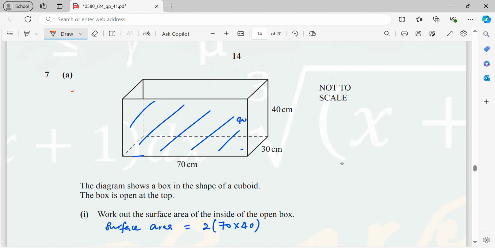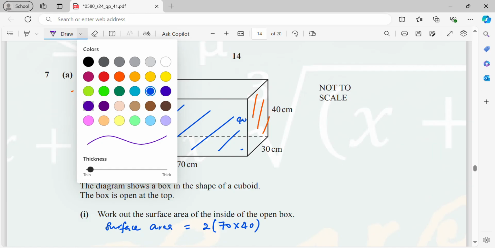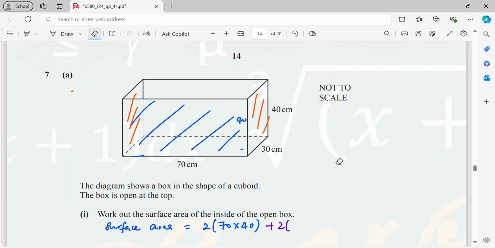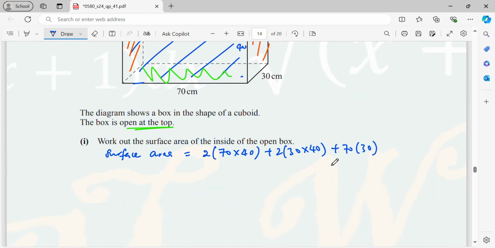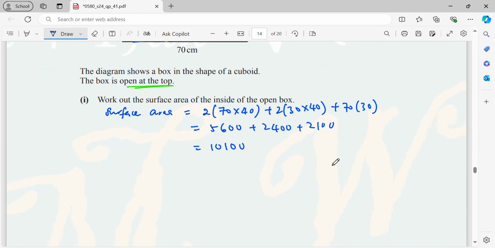And then you refer to the sides. There are also 2 sides here. So 40 times 30 times 2. But for the base, you only have 1 because it's mentioned open at the top. So 70 times 30. Then from here, you will be getting 5600 plus 2400 plus 2100. So the answer is 10100. So that is your surface area.